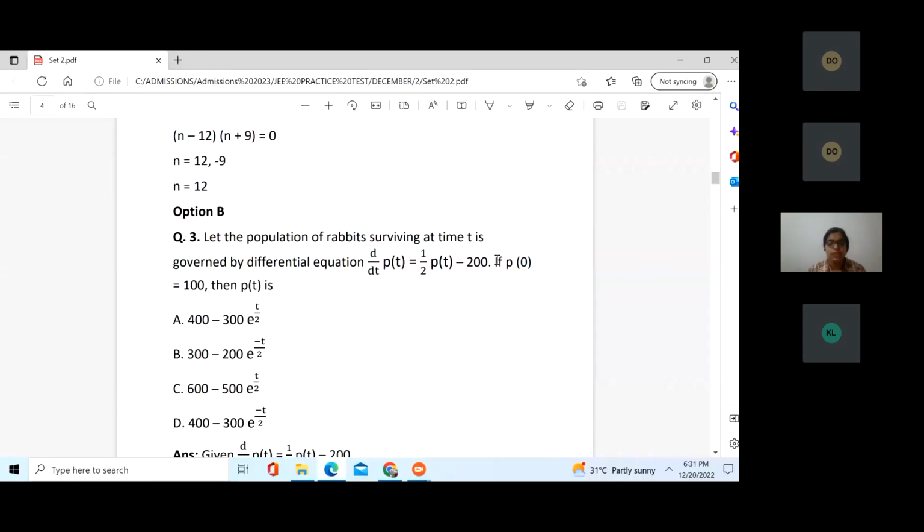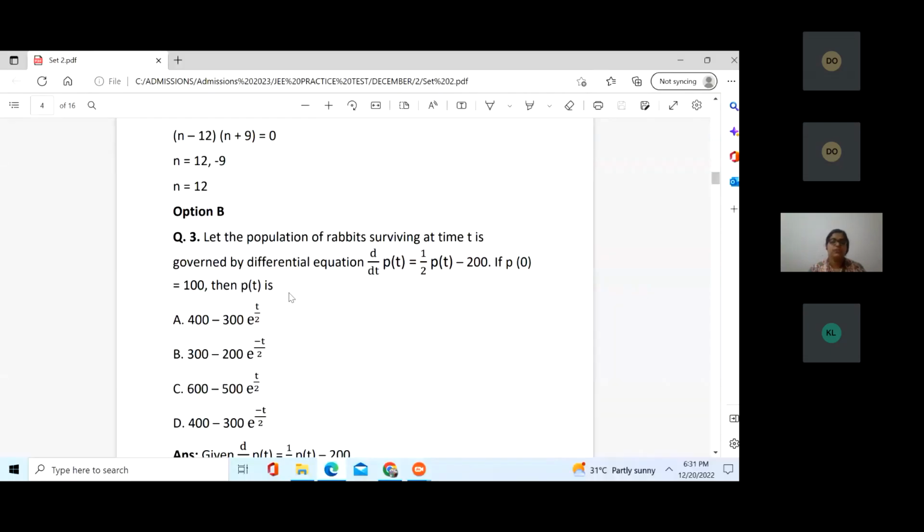Let the population of rabbits surviving at time t be governed by the differential equation d by dt of p of t equal to 1 by 2 into p of t minus 200. They have given p of 0 equal to 100. Then what's the value of p of t? We need to find the value of p of t.